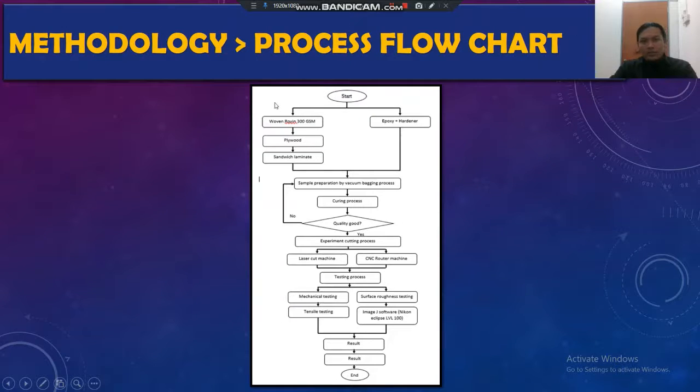This is my process flowchart for the project. First, we prepare the material: woven roving, plywood sandwich laminate, and as the matrix, epoxy and hardener. The process we use to fabricate is vacuum bagging process, and then curing. If the sample is good, we can proceed to the experiment cutting process with two different processes, that is laser cut machine and CNC rotor machine. After performing the two processes, we will do testing: mechanical testing, tensile testing, surface roughness testing, and image software by Nikon Eclipse LV100. And then we will analyze the result.